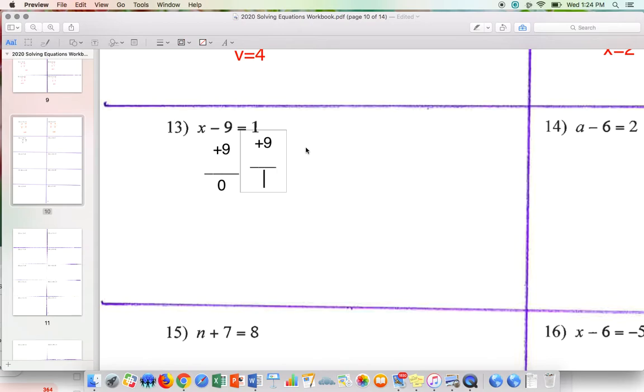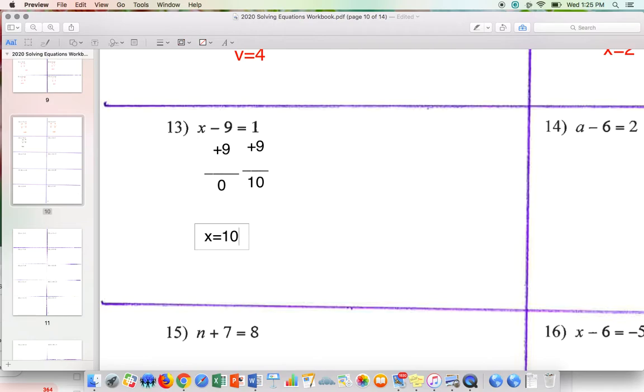Go ahead and put that into your calculators. 1 plus 9 equals, the answer is 10. Okay, so now at the bottom, I am going to write the answer. I've gotten rid of this minus 9 plus 9. That's now 0. So I have x equals 10.